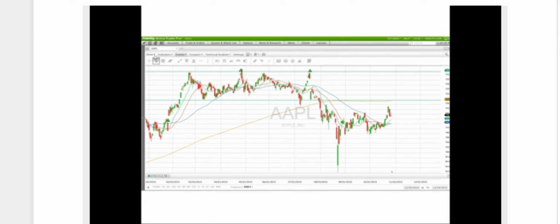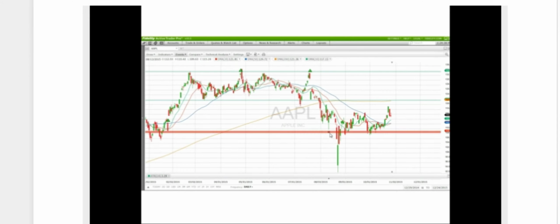Conversely, you could use the drawing tool and put a support line. Again, what time frame you're looking at depends on you. But you're just identifying maybe a place where you might think that prices might hold, so to speak.